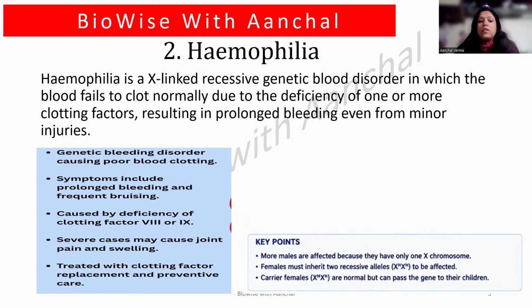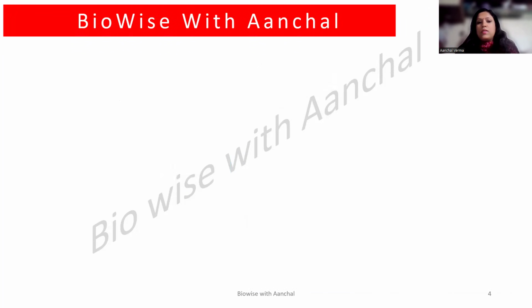Now, in this case, what happens in the patient suffering from hemophilia? The blood does not clot. There is a deficiency of clotting factors. Severe cases may cause joint pain and swelling, and sometimes you see bruises present in the body. Mostly, since it is an X-linked recessive disorder, males are more prone to it as compared to females.